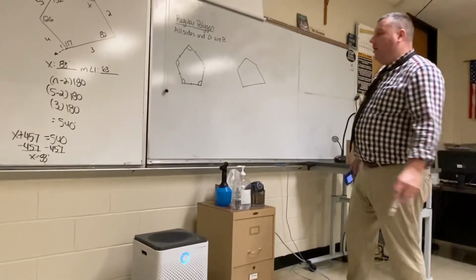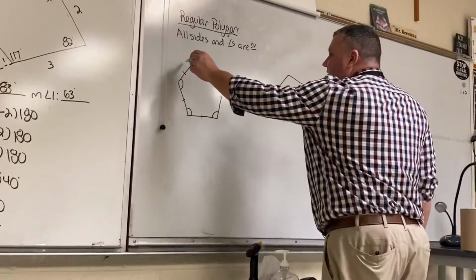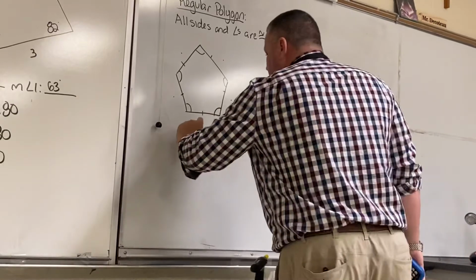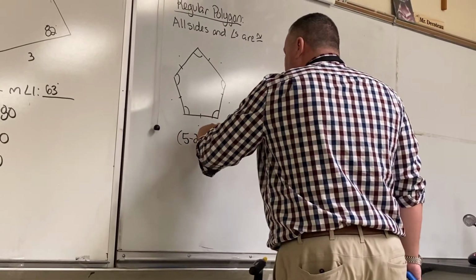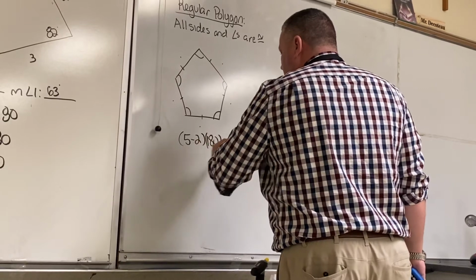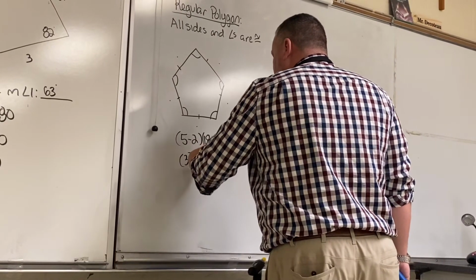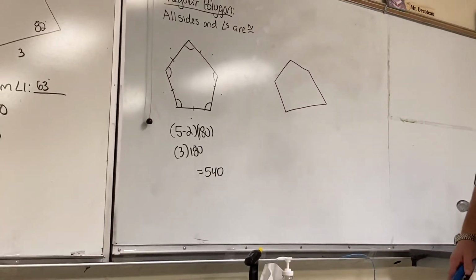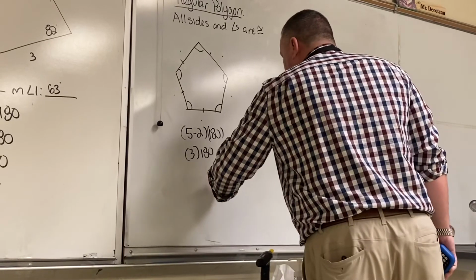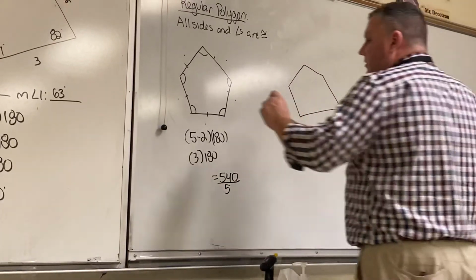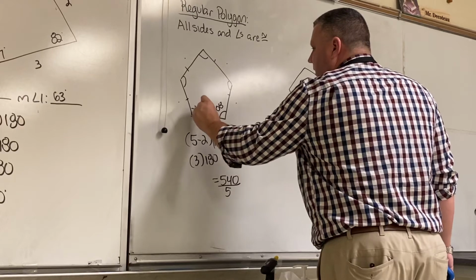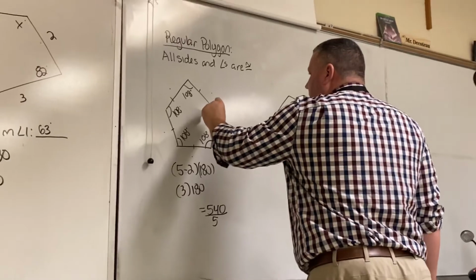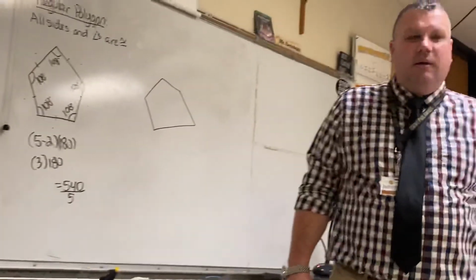Okay, the last one I want to show you is the regular polygon, how to calculate this. So it's 5 sides, so 1, 2, 3, 4, 5. We're going to do the same thing. So 5 minus 2 times 180. So that's 3 times 180 is equal to 540 degrees. Now, since all of them are the same, we're going to divide that by 5. So each of these internal angles here is 108 degrees. Okay? And this will only work on regular polygons.